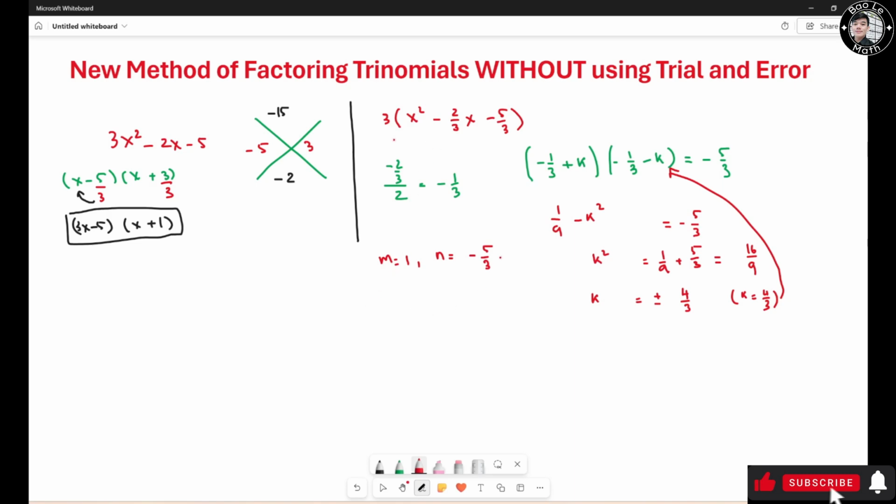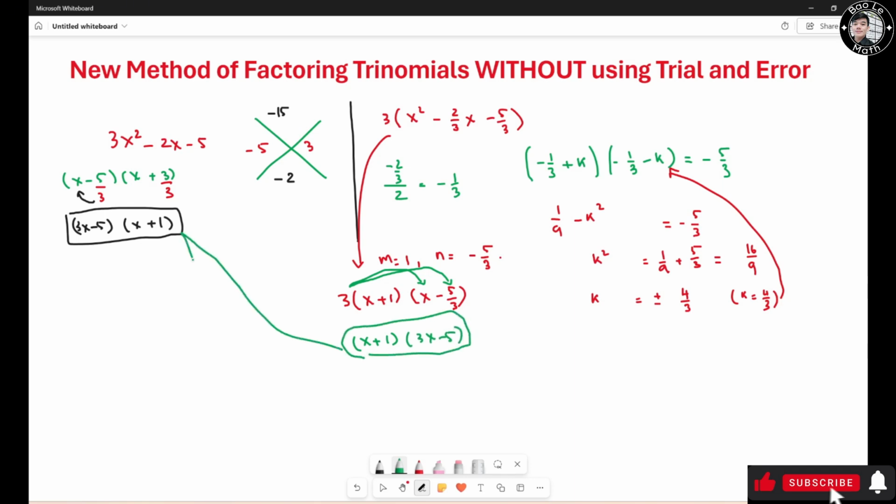So this one can be written as 3 times s plus 1 times s minus 5 over 3. I can leave my answer like this, or I can multiply 3 over here. Okay, so if you multiply 3, you just distribute 3 into one factor only. So this guy turns out to be s plus 1 times 3s minus 5. And this guy right here is the same thing as this guy.